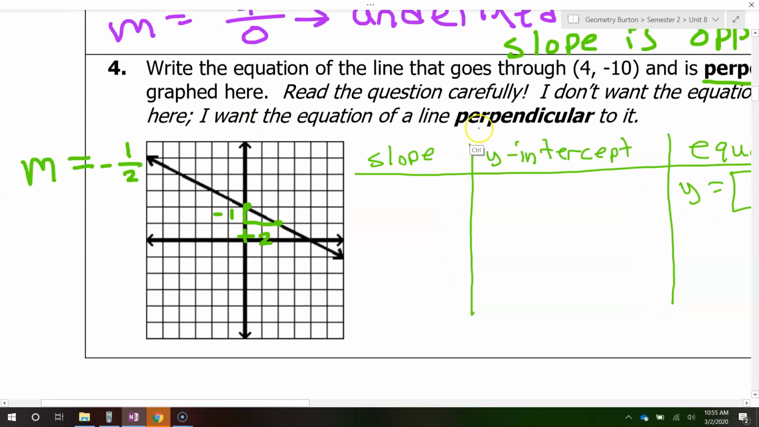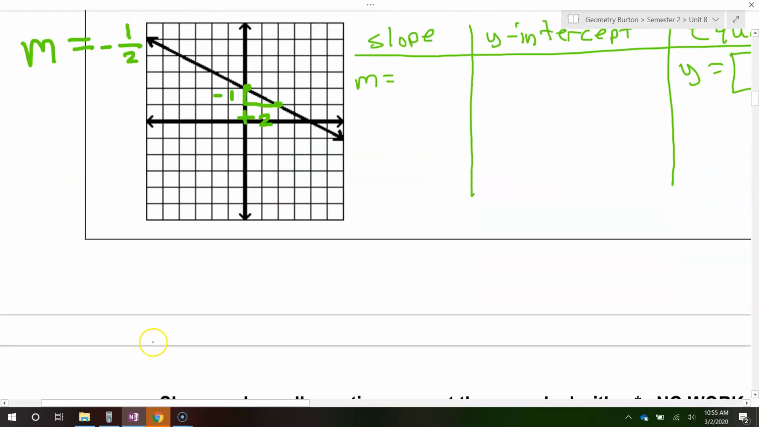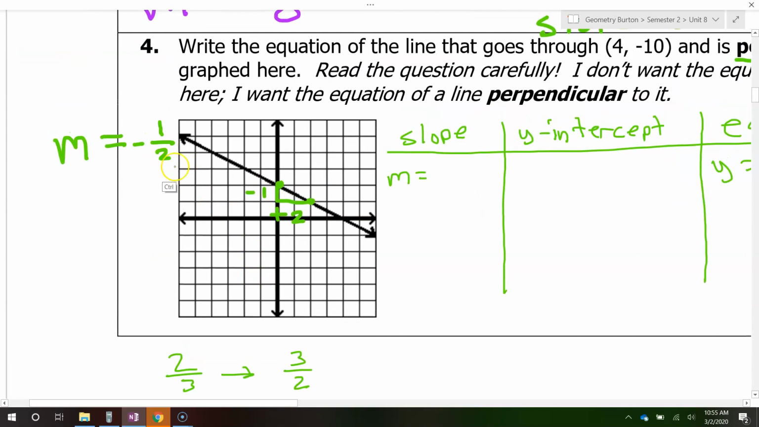But the equation I want is going to be perpendicular to it. So the slope will not be -1/2. It has to be opposite and reciprocal. Reciprocal means you turn it upside down. So for example, if I had 2/3, the reciprocal would be 3/2. All right, that's what reciprocal means. If I have 1/2, the reciprocal is 2/1, which really is just 2. I'll do that in a minute.